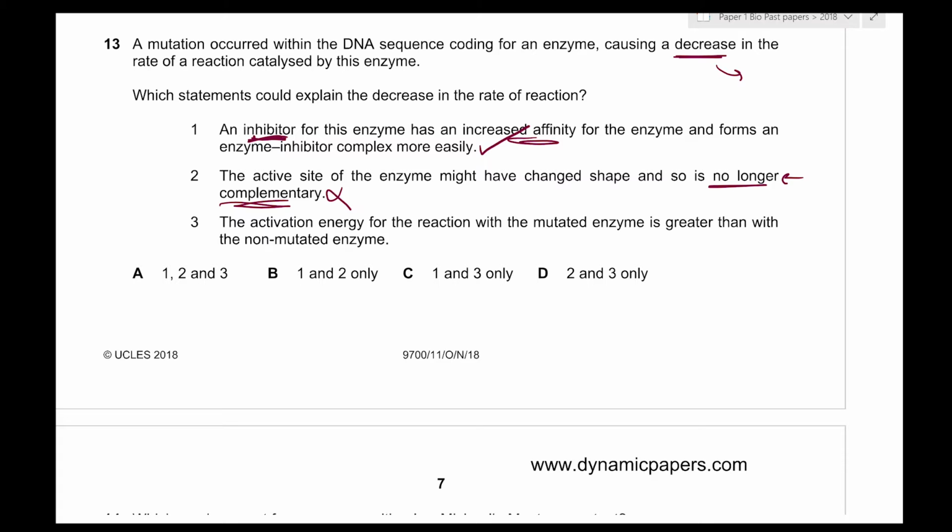3. The activation energy for the reaction with the mutated enzyme is greater than with the non-mutated enzyme. Of course, this would lower the rate of the reaction. The reason for this is that activation energy increased for the second one. This means that more energy is required for the reaction. If more energy is required for the reaction, this means it's going to have a lower rate than the original one with lower activation energy. Therefore, this is also a valid point, and the answer is going to be C.